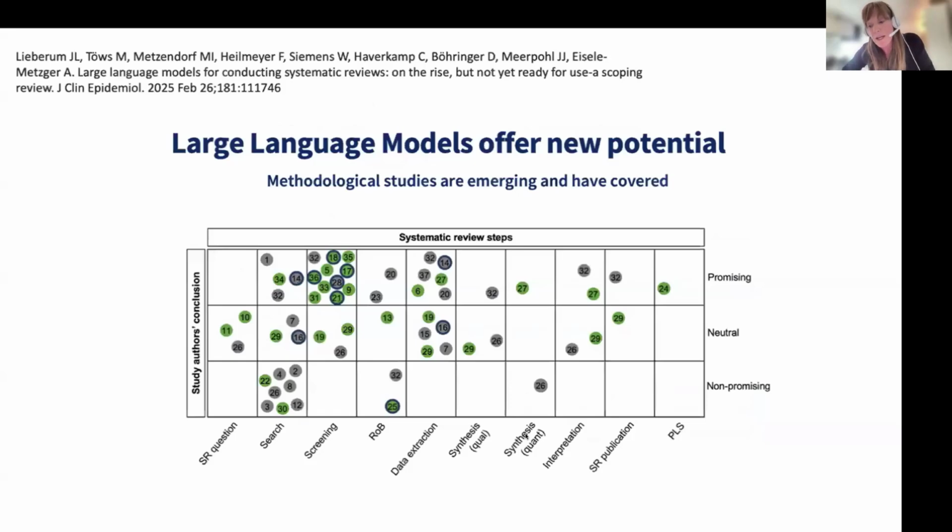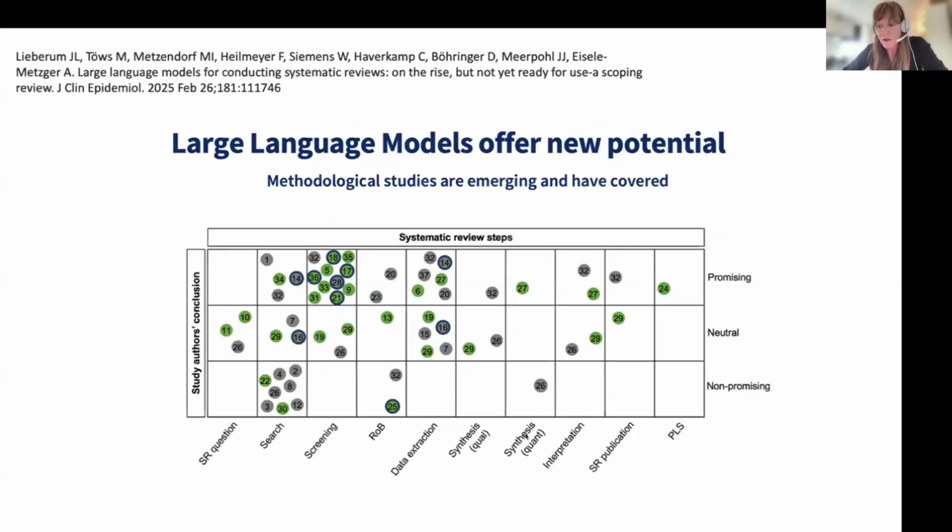A recent paper by Lieberman and colleagues aimed to provide an overview of large language model applications in systematic review conduct in health research. It's a great paper, and one of the figures in it aims to show the different studies evaluating the different stages within the review process. The green circles show validation studies, the grey are other study designs.